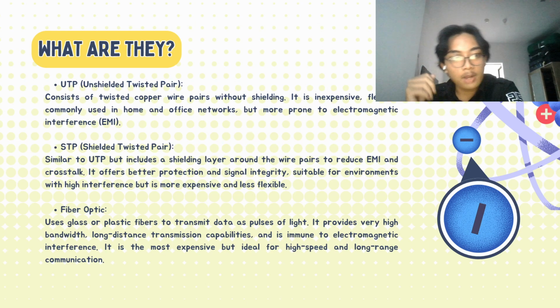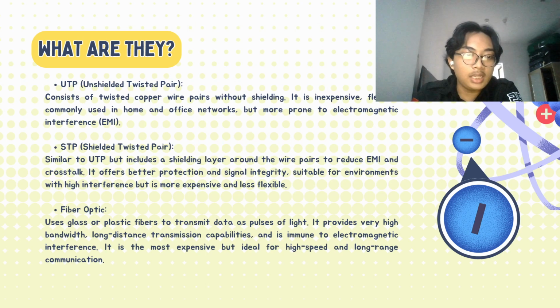And there is fiber optic, which uses glass or plastic fibers to transmit data as pulses of light. It provides very high bandwidth, long distance transmission capabilities, and is immune to electromagnetic interference. It is the most expensive but ideal for high speed and long range communication.